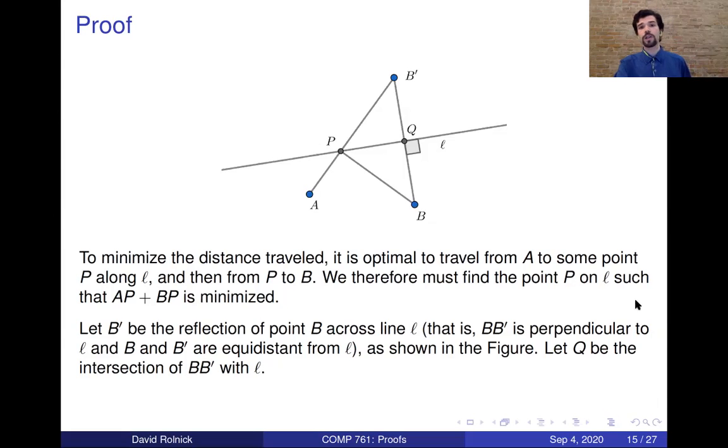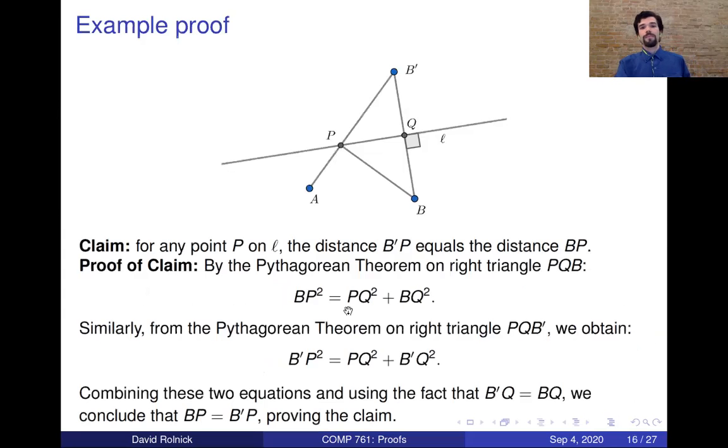Let Q be the intersection of BB' with L. So this is another point. Remember, define the points in the body of the text. We didn't define P exactly, but that's because we're not going to use P. So now there is a subsidiary result we will find useful. So let's state that explicitly and break it out into a claim or a lemma, if you like. Claim: for any point P on L, the distance B'P equals the distance BP.